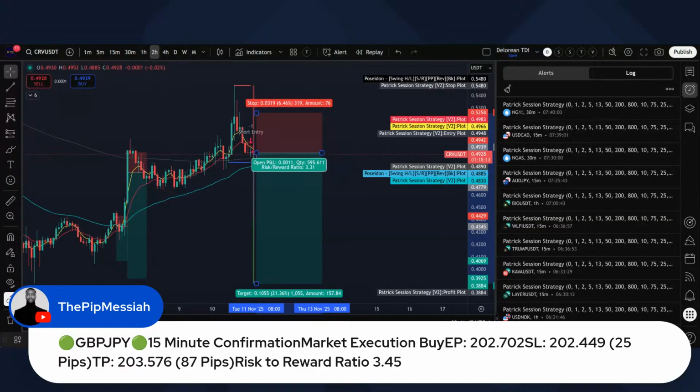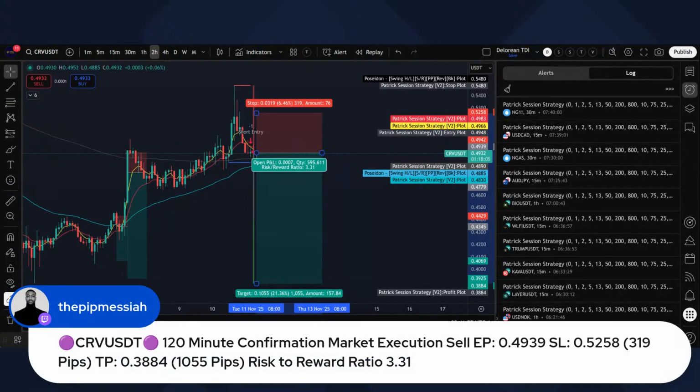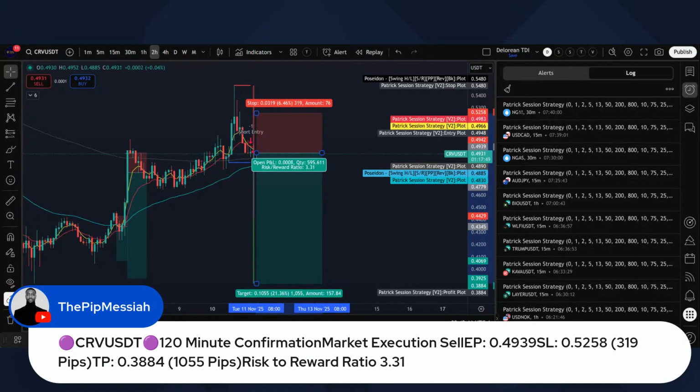Here's your next signal for Twitter. And for everyone else, you've got CRV versus Tether. It's a 120-minute sell. Entry price is at 0.4939. Stop loss is 0.5258 for 319 pips. Take profit is 0.3884 for 1,055 pips. And a risk to reward ratio of 3.31. Again, that's CRV versus Tether.